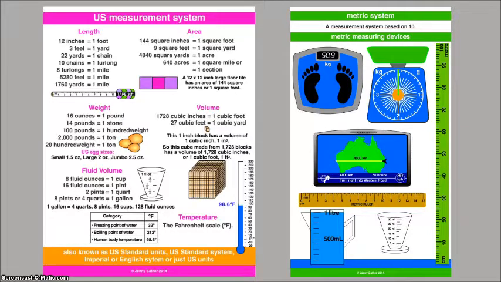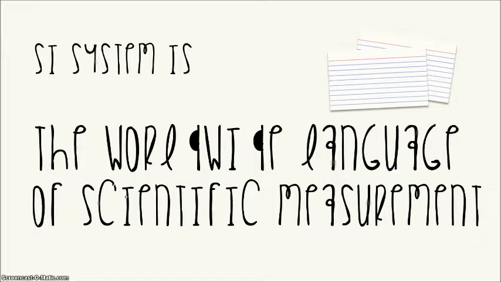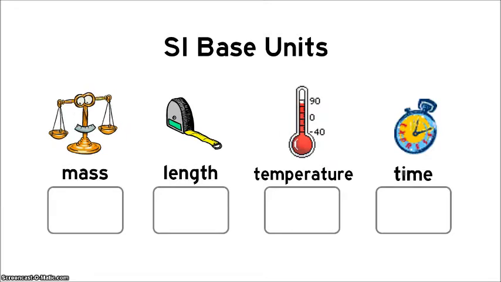Now, in science, we don't use the metric system. We use the International System of Measurements, or SI. And the SI system is the worldwide language of scientific measurement. It helps if scientists all speak the same language when we're talking about distances and weights and masses and energy and time. If we're all using the same language, then it helps. We don't have to do any conversion. So let's talk about the SI base units here.